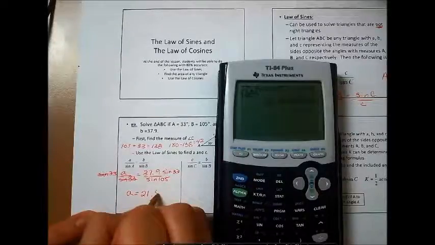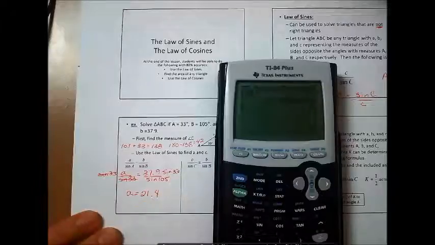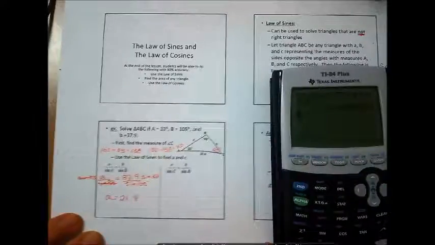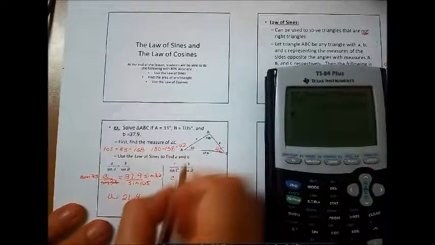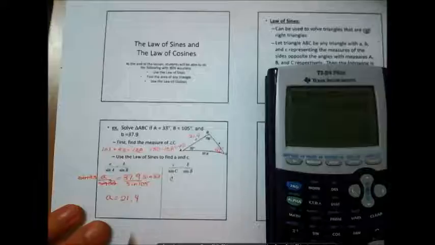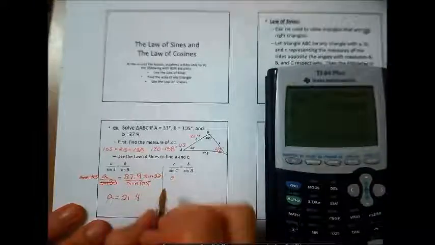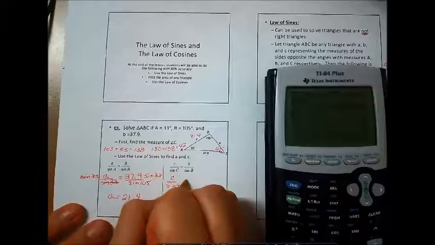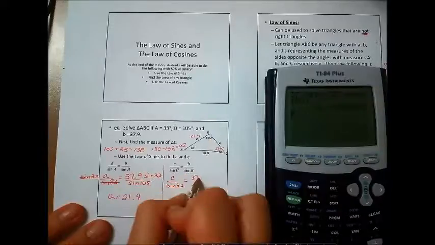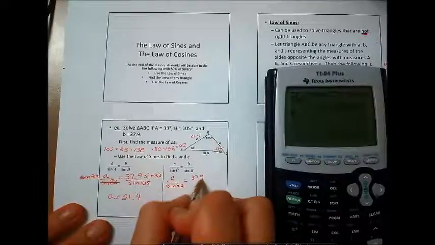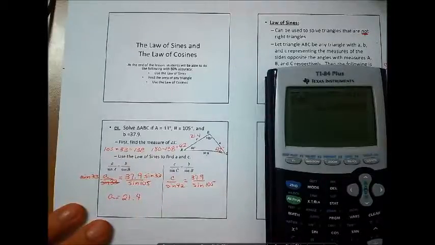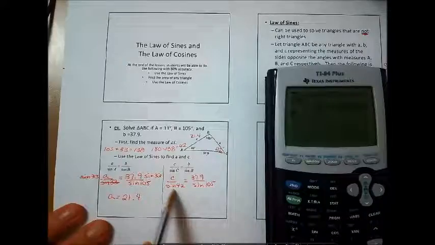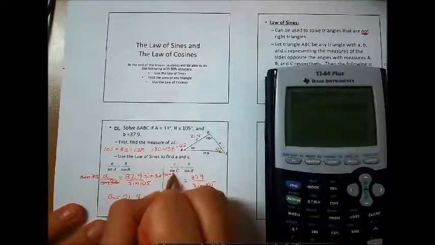So pretty straightforward. We're going to do the same thing over here. We have little c, which is an unknown. I should probably write 21.4 right there. We have little c, which is an unknown, all over sine of 42 equals 37.9, because that's the one they gave us, so we know it's right, over sine of 105. And once again, we're dividing by sine 42, so we should multiply both sides by sine 42 to get rid of it on this side.